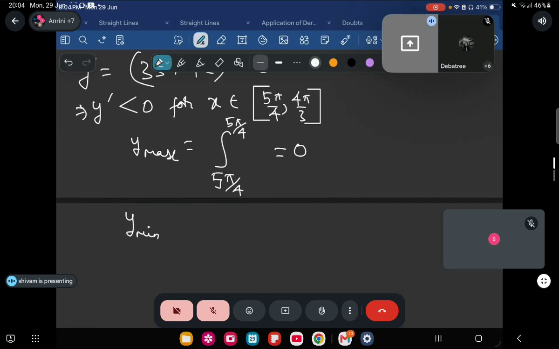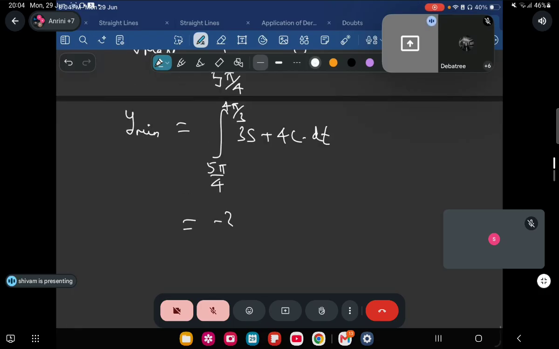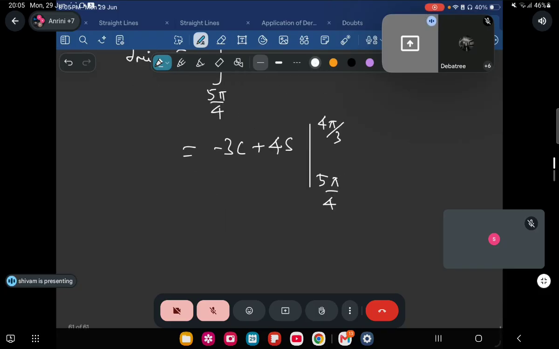And what is y minimum? Y minimum, we have to calculate the integral 5 pi by 4 to 4 pi by 3, 3 sin t plus 4 cos t dt. This will give us minus 3 cos plus 4 sine. You have to substitute from 4 pi by 3 into 5 pi by 4. So when you substitute 4 pi by 3, what will you get? What is cos 4 pi by 3? Tell me.